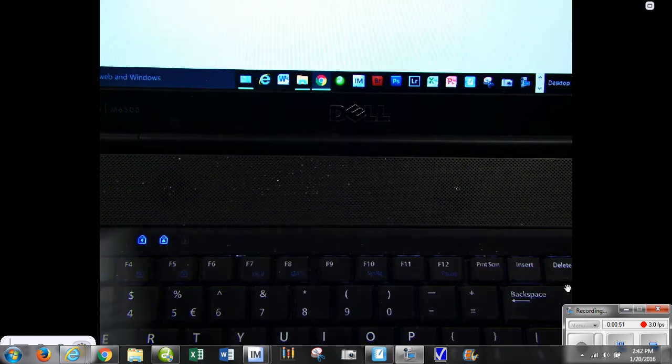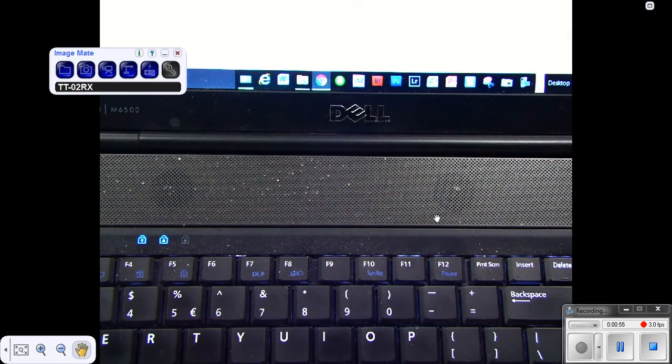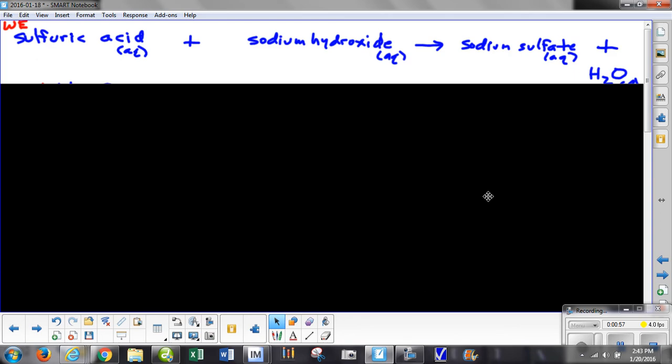All right, and let's go right into the first example that I gave in class of how to do tonight's homework. So we're going to start out with the WE. What's the WE? Word equation.